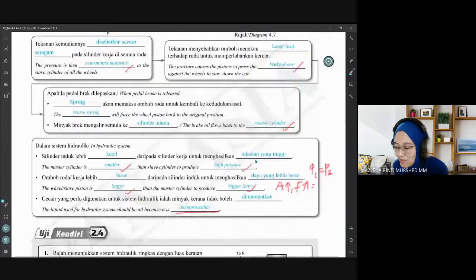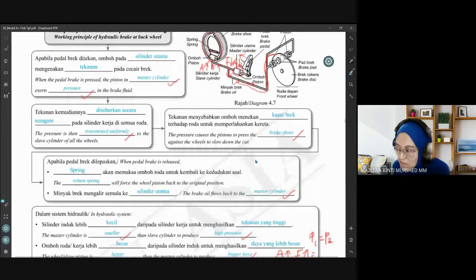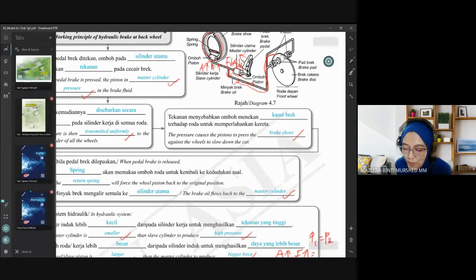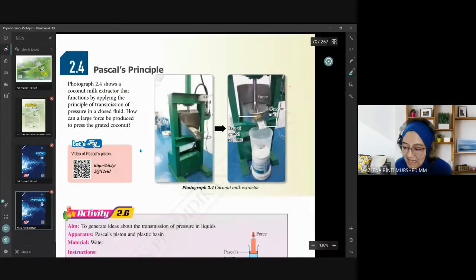Alright, dah habis. Ada soalan tak pasal apa benda namanya Pascal Principle? Anything pasal Pascal Principle yang korang nak tahu? Ada tak? Kita tengok textbook sekejap.